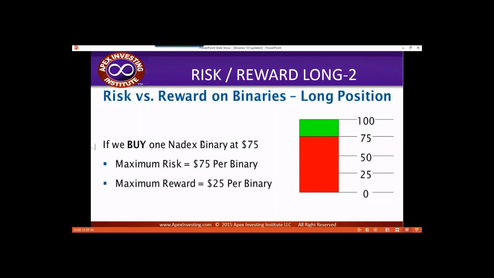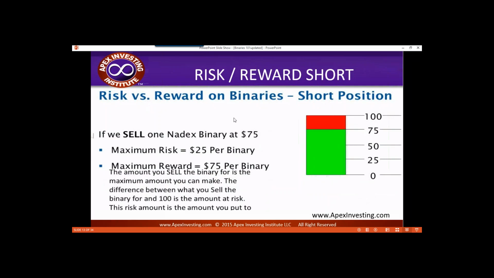So if we buy a Nadex binary for $75, remember on the buy side, whatever amount we buy it for is the amount of money that comes out of our account. That's the amount of money we put into the trade, and that is the most we can lose. So if I buy a Nadex binary for $75, my maximum risk is $75. And my maximum reward? Well, if I bought it for $75 and it expires in the money worth $100, then the most I can make is $25. So whether I buy it for $25 or $75, wherever I buy it in between, the most it can be worth at expiration is $100. The least it can be worth is $0. So whatever I buy for is my max risk.